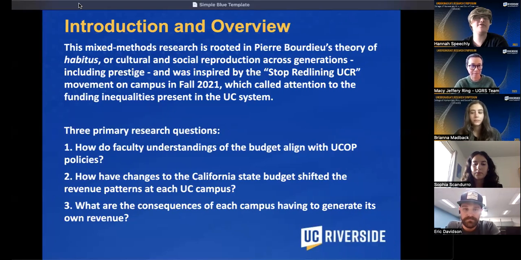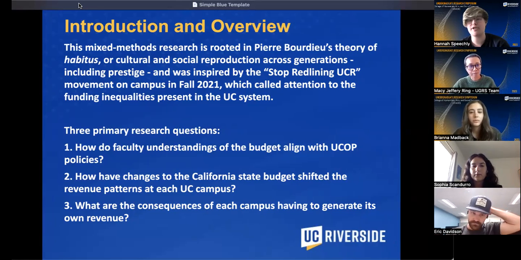So there's a lot of moving parts in this. I conducted a mixed methods research study, which is rooted in Pierre Bourdieu's theory of habitus, which is basically wealth begets wealth and greatness begets greatness. So that's cultural and social reproduction across generations, which includes prestige in institutional theory.